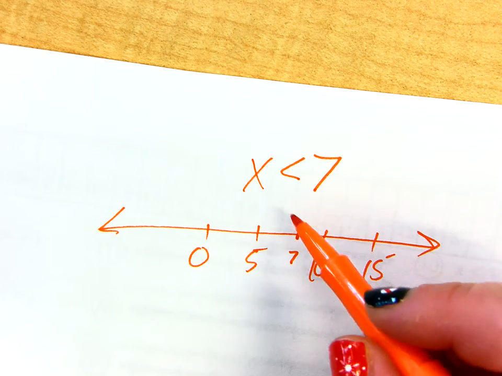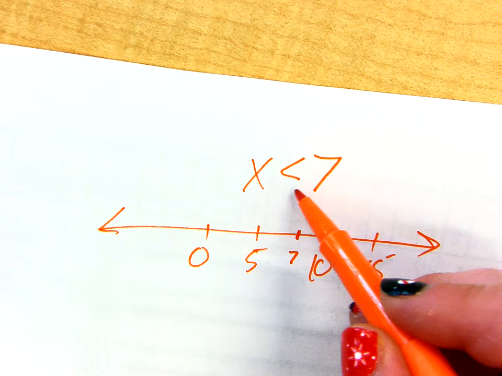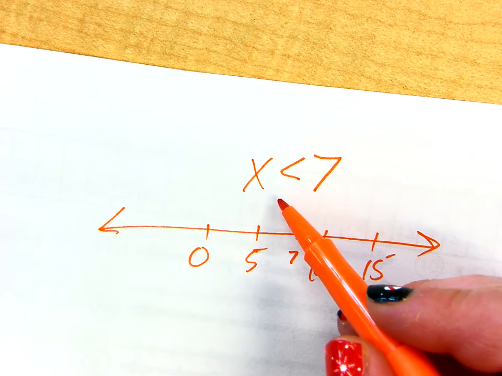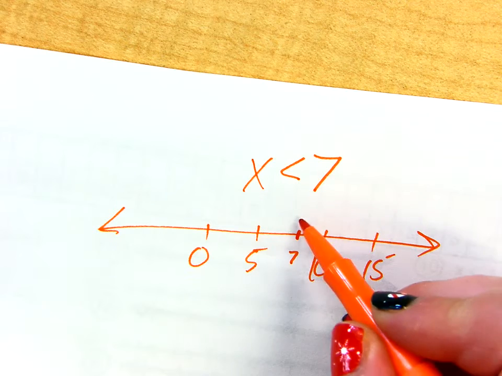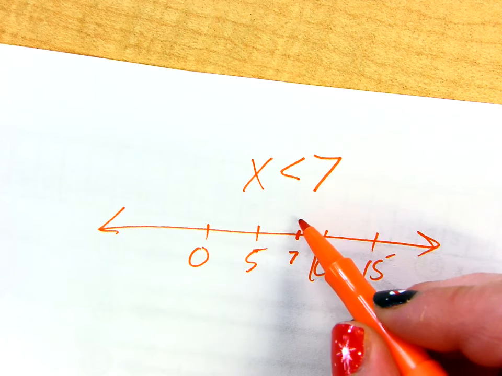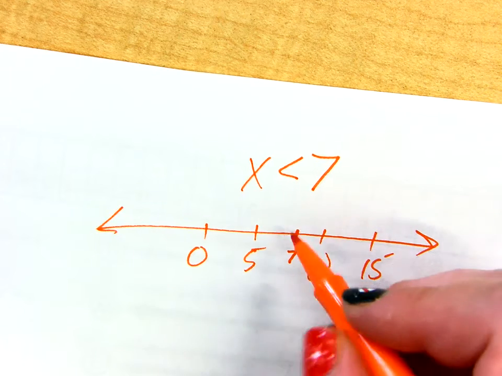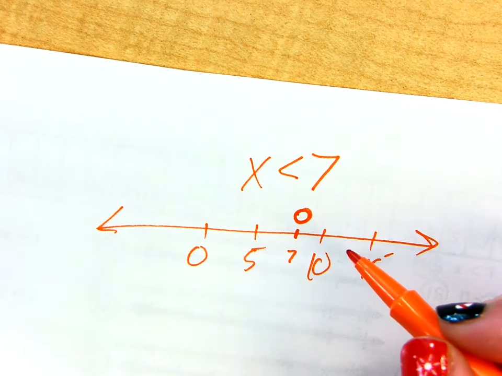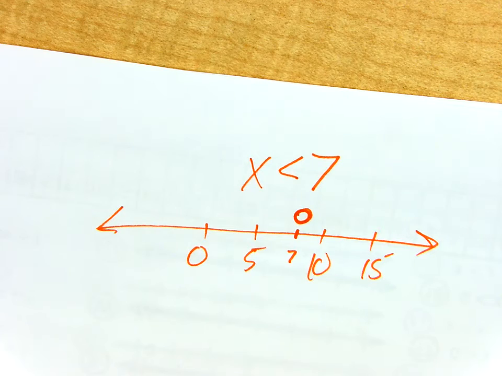Here's what I do. If my symbol is a greater than or less than sign and it does not have the bar underneath it, when I go to put the dot on the 7, do you know what I do? You got to keep it open. That open circle means that you can have everything up to 7, but not including 7 itself.